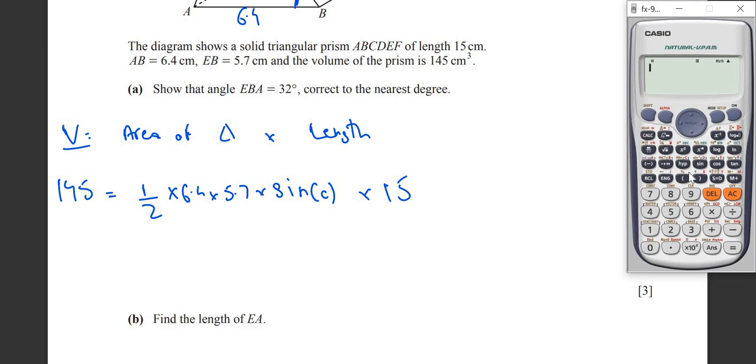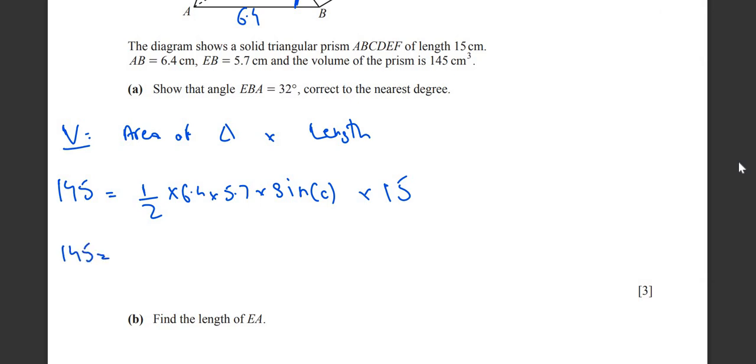Half multiplied by 6.4 multiplied by 5.7. Alright, this is how much? This is 18.24. So 145 is equal to 18.24 sine C multiplied by 15.